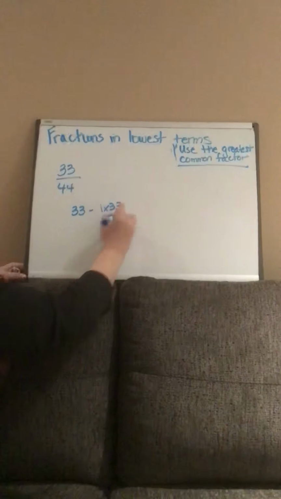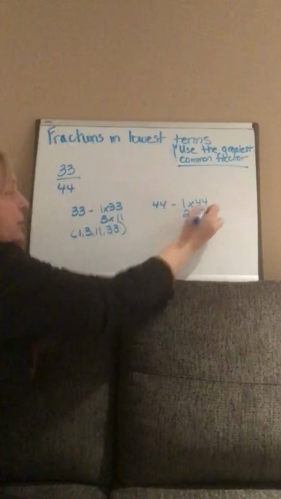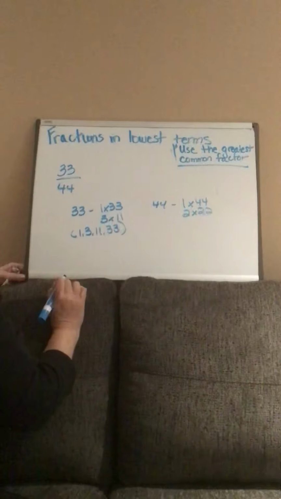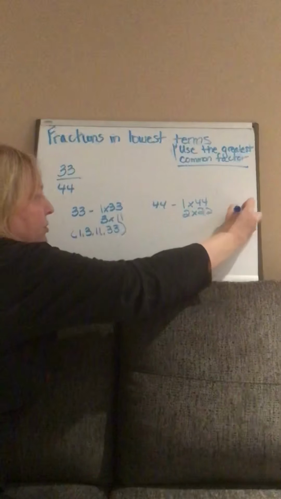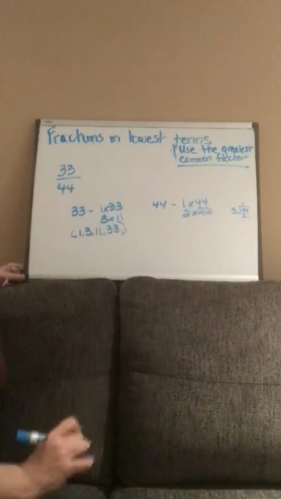4 does not work, 5 does not work, 6 does not work, 7 does not work, 8 does not work, 9 does not work, 10 does not work. So for my smiley face here, I have 1, 3, 11, 33. Going to do the same thing for 44. 1 times 44, 2 times 22, 3 does not work. Maybe 3 does work. 3 into 44 goes once. No, it does not.